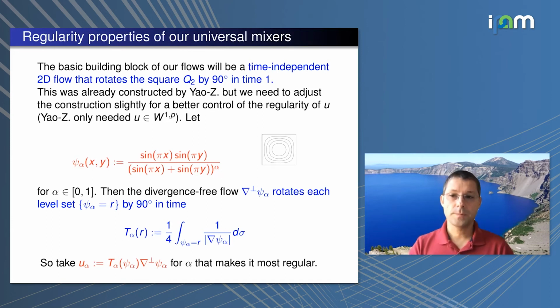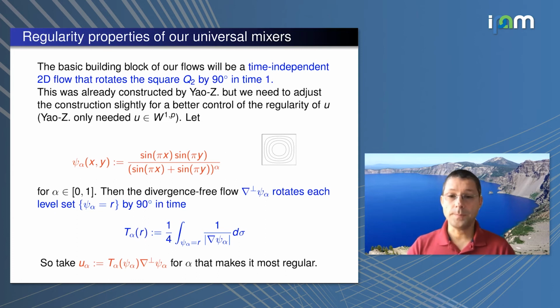That would be great. So let me just say a little bit about how you construct these flows. There is a basic building block, and from that everything flows. And this is in 2 dimensions, and then you can upgrade this construction to more dimensions. Basically, this basic building block is the main component of it, and it's just a flow that rotates a square 90 degrees in time 1.